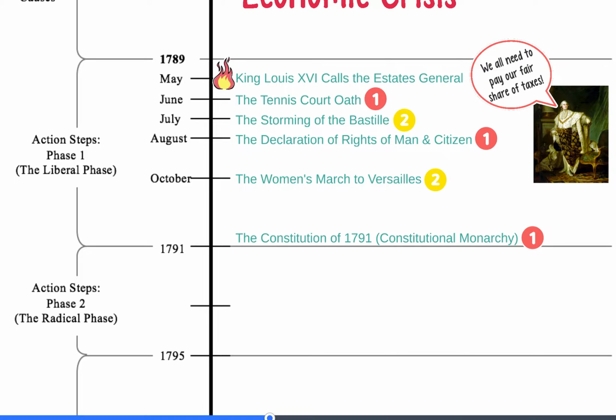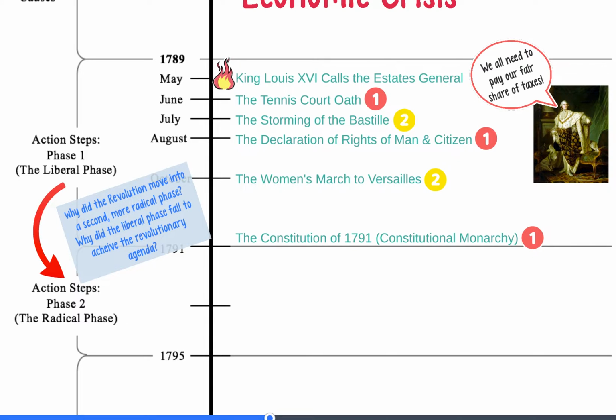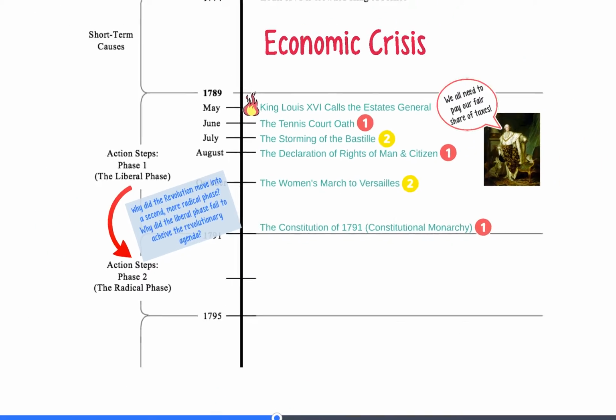Keeping these two revolutions in mind is going to help us pursue this question today. So why did the revolution move into a second, more radical phase? In other words, why did the liberal phase fail to achieve enough of the revolutionary agenda to stop right then and there in 1791 with a constitutional monarchy?